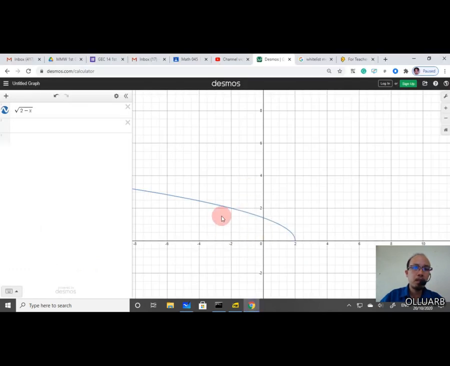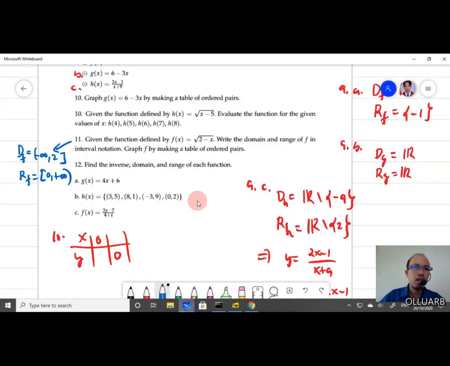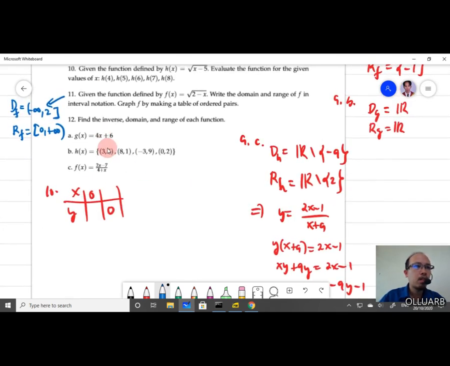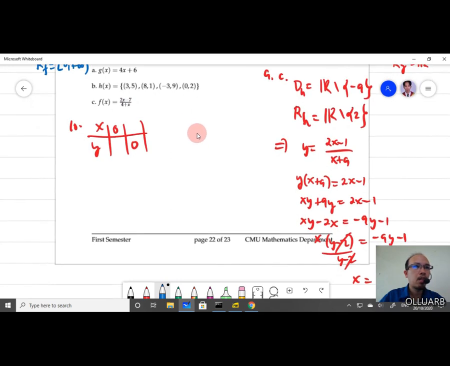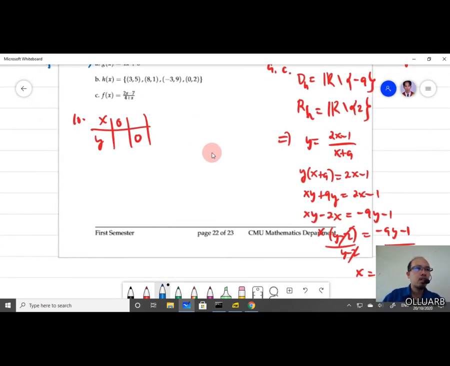Again, just like before, just make a table of values. So the values that you are going to pick are from this set. For number 12, again, this is very easy. Just use the previous discussion. The domain of this is easy again, so let's compute letter C. Okay, 11 letter C.